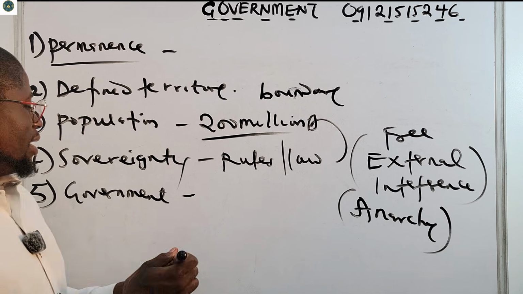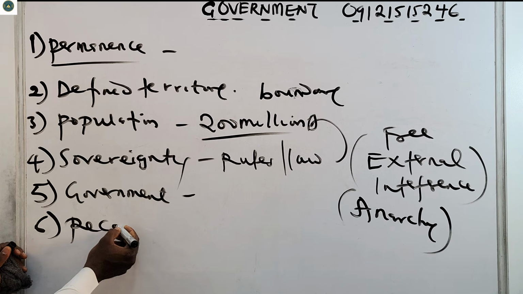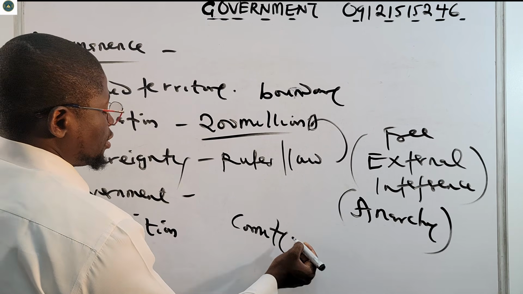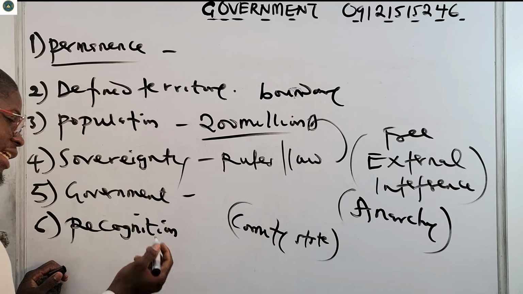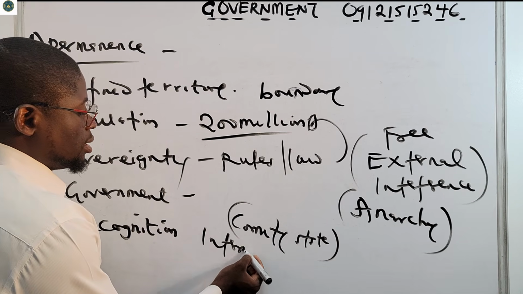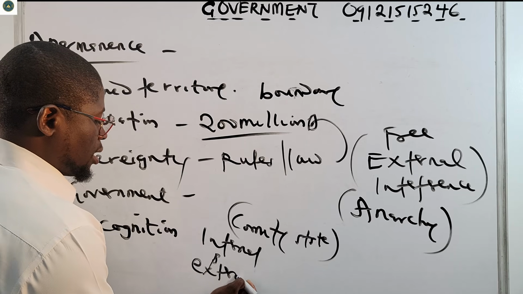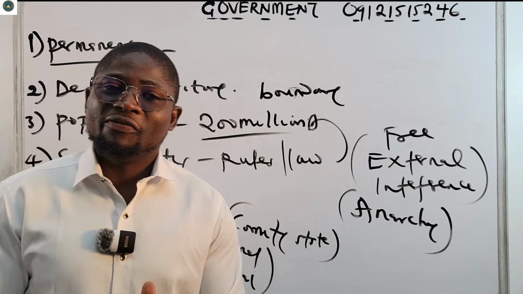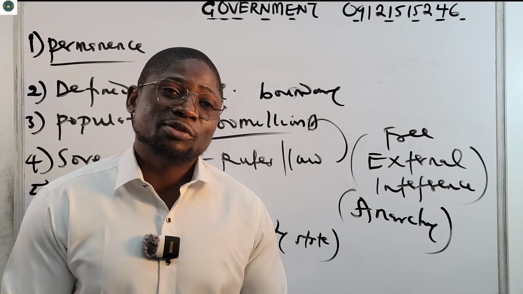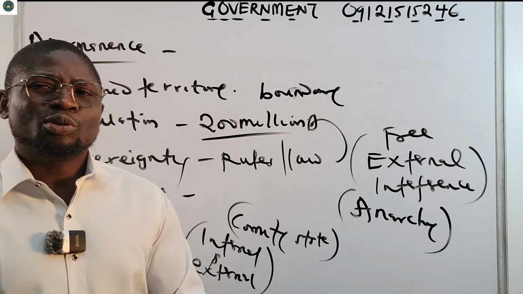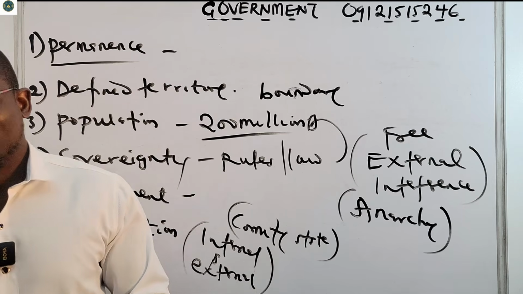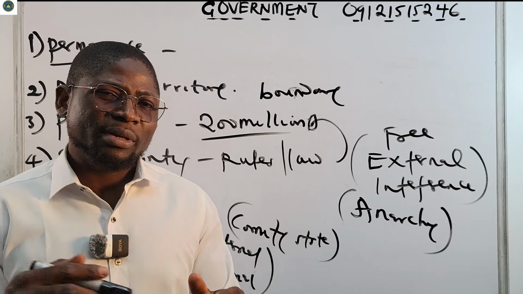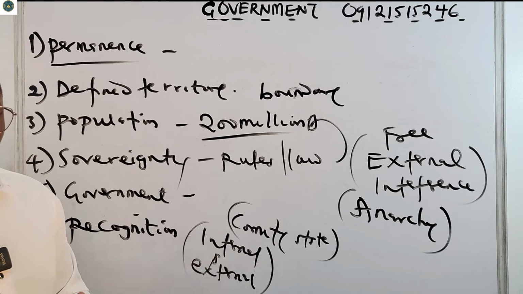Then number six, we now have recognition. In the community of states, the state enjoys internal and external recognition. There are some programs and events where you see that your president has traveled to the UN to hold a meeting. So they will recognize that this is a state. This is Nigeria. Nigeria is represented, or in ECOWAS. Nigeria is in the community of states, and they enjoy recognition.